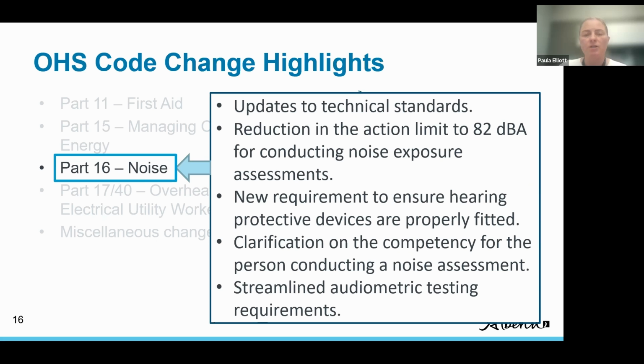So firstly, the action limit for conducting noise exposure assessments has been reduced from 85 decibels on average to 82 decibels, and that's to harmonize with other Canadian jurisdictions and support prevention of noise-induced hearing loss. The reduced action limit will support prevention of workers from being overexposed to noise.